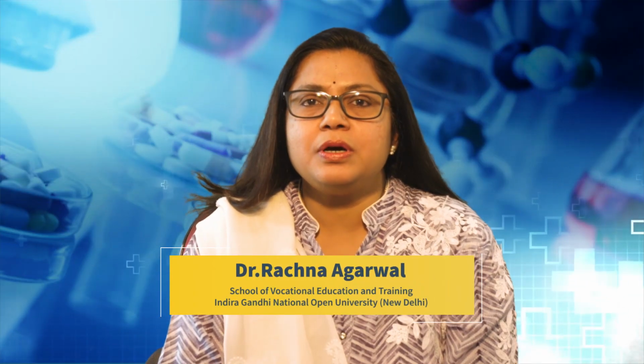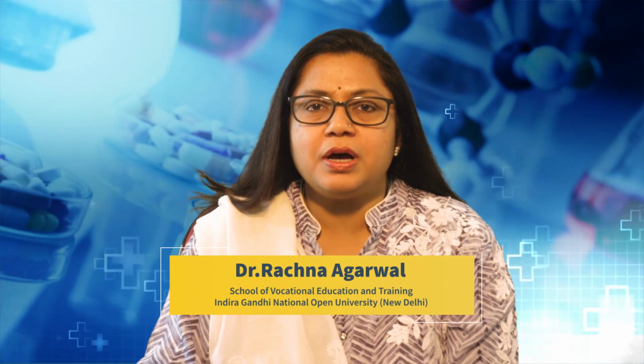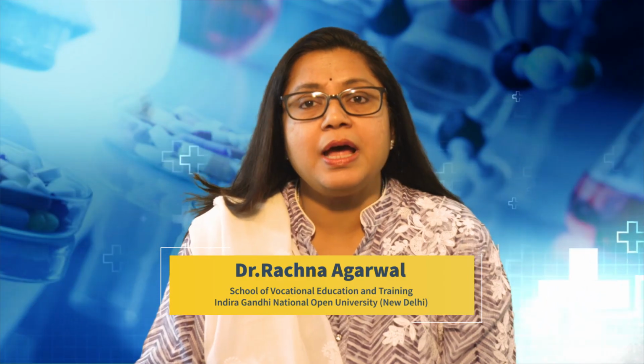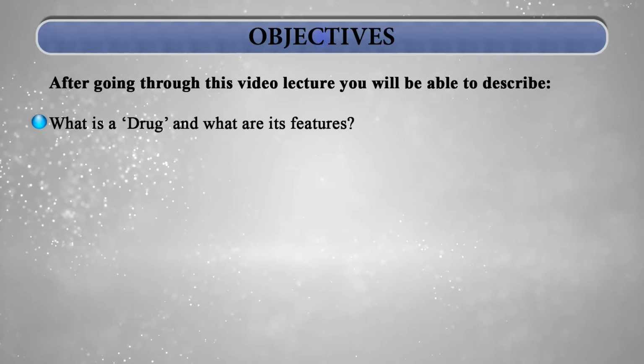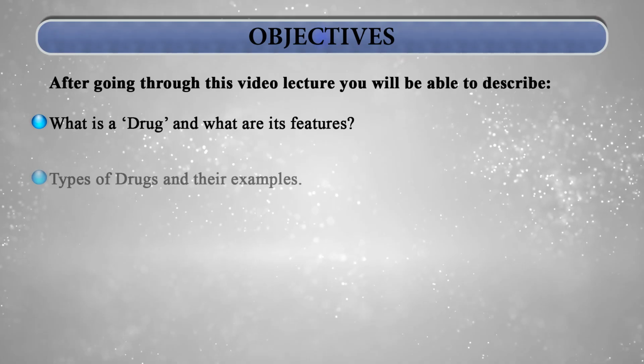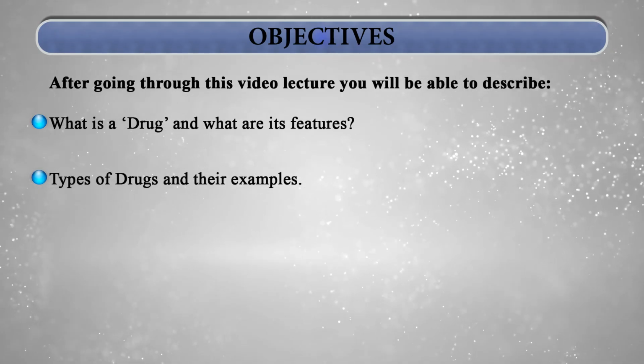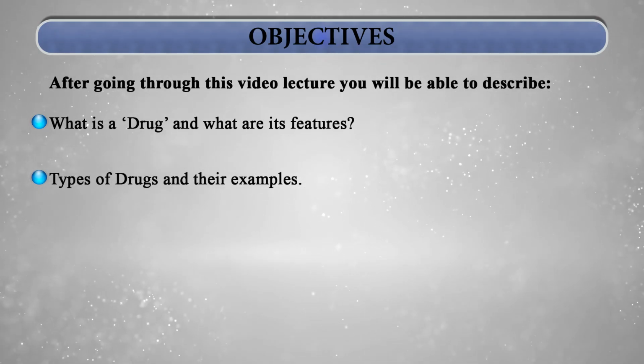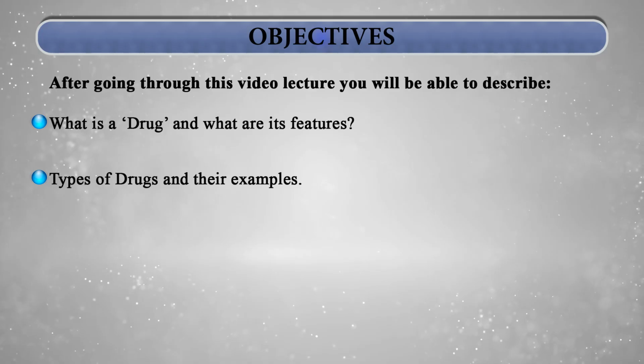Today we are going to learn about the sources and routes of administration of various types of drugs. So let us begin. The objectives of today's session are: what is a drug and what are its features, and what are the various types of drugs and what are the examples of these drugs.